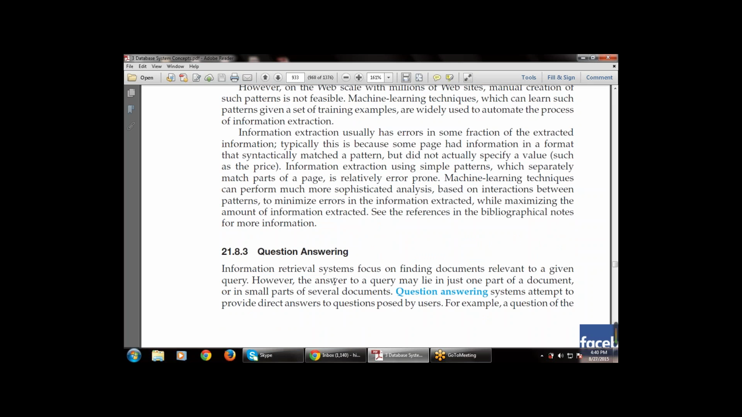Next is question answering. What is the main technique of question answering? Information retrieval systems focus on finding documents that are relevant to a given query. However, the answer to a query may lie in just one part of a document, or in parts of several documents. A question answering system attempts to provide direct answers to the question posed by the user.